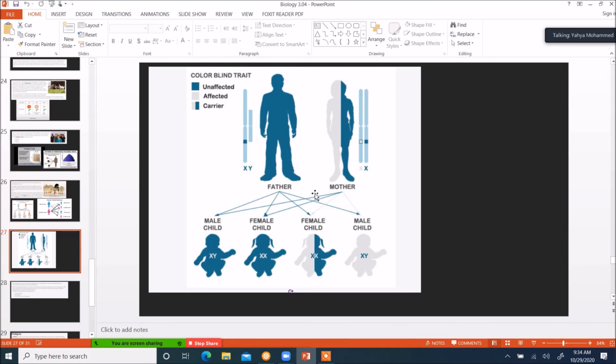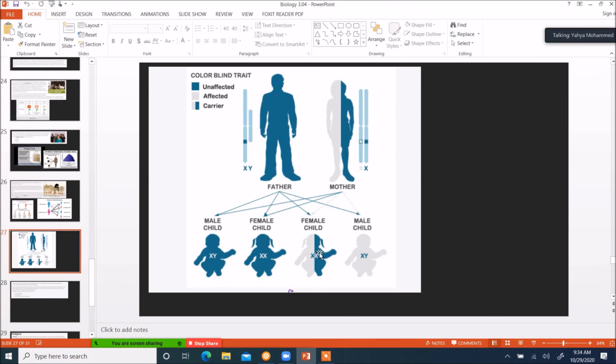So let's take a look at this male child over here. This male child received the father's Y chromosome and the good X chromosome from the mother, so X and Y. This child is not affected, right? Now this female child over here received the good X chromosome from the father and the good X chromosome from the mother. So this female child has no disease, not a carrier. This female child over here, right?